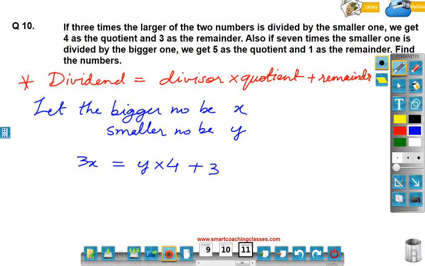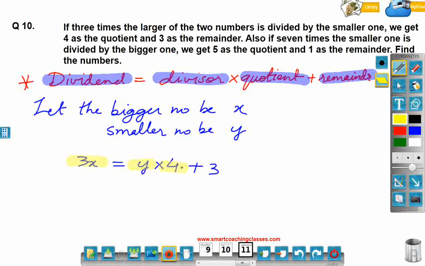If you look at it once again, the only thing I did is I simply put the values. Which number is being divided? That makes it my dividend. What is dividing it? That makes it my divisor. What is the quotient and what is the remainder? Using these I just put. They said 3 times the larger number, that makes it my dividend. Then what is dividing it? Smaller number. What is the quotient? 4. And what is the remainder? 3. I hope this is clear. Let's form case 2.